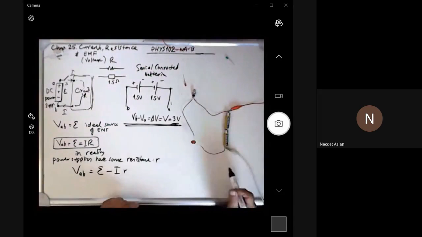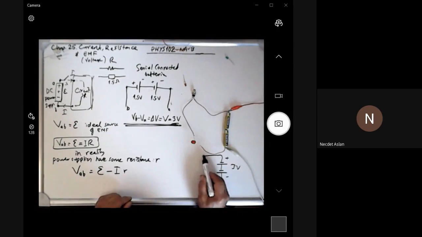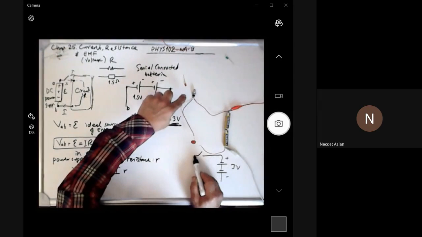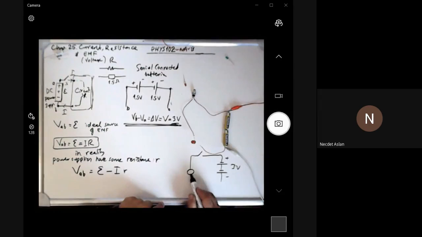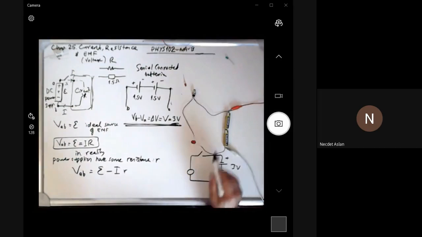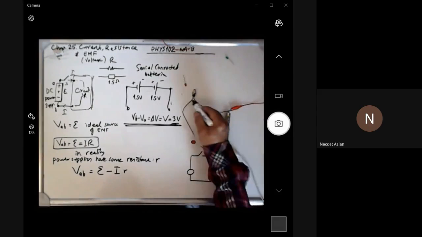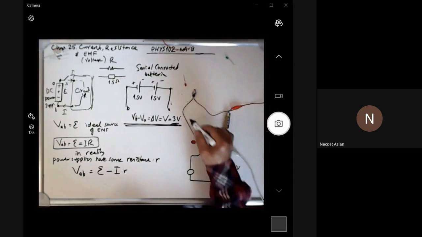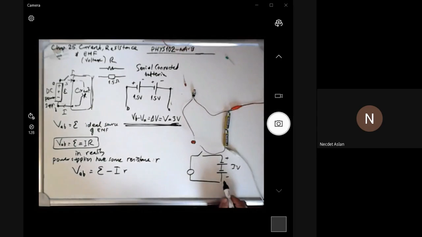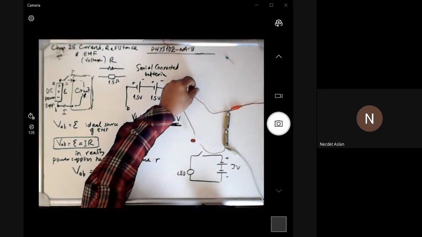Now, let's draw the circuit. The positive side is like that, and another one. So we have plus and minus 3 volts here. Then it goes through a switch, and then the lamp. These wires also have resistances, so we can also show the resistance of these wires. But what is important is this is the LED. When I press the switch, it turns on.